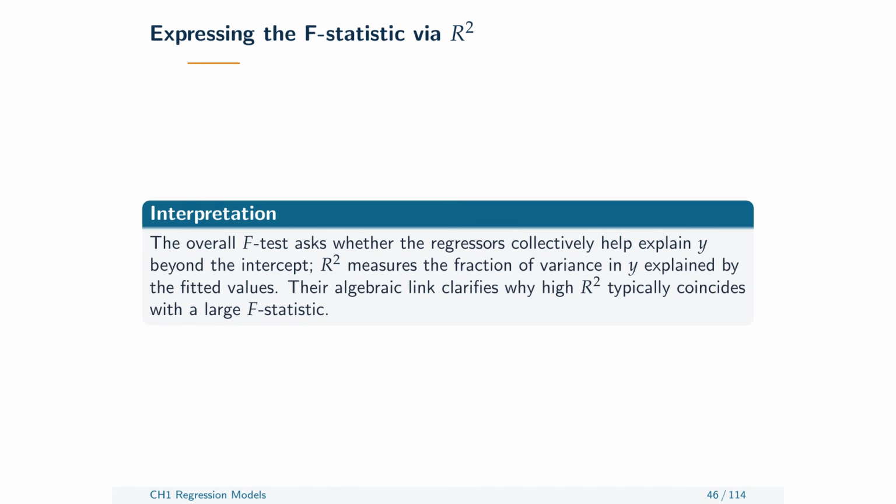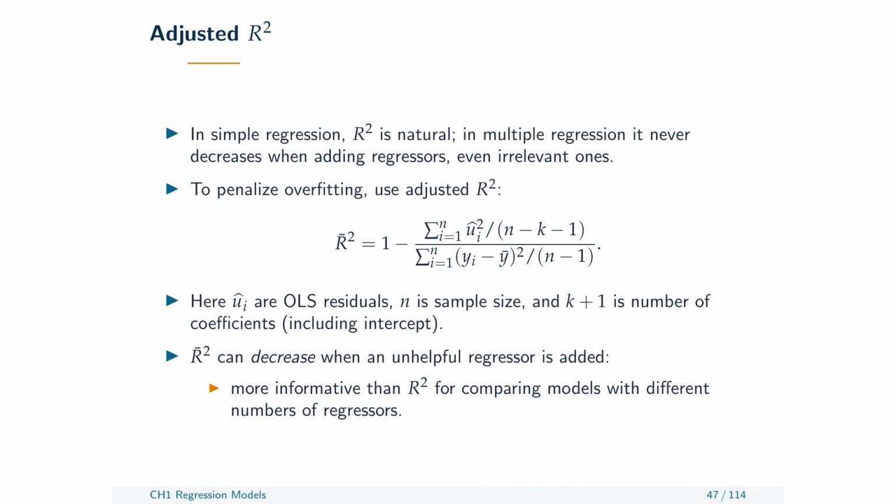Their interpretations differ, however. R squared describes the fraction of sample variation explained, while the F-test evaluates a probabilistic null hypothesis under specified assumptions. Adding a regressor can never reduce ordinary R squared, even if the variable has no real explanatory content. Adjusted R squared corrects for this mechanical advantage by comparing residual variation and total variation after their respective degrees of freedom adjustments. It can fall when an added regressor contributes too little.